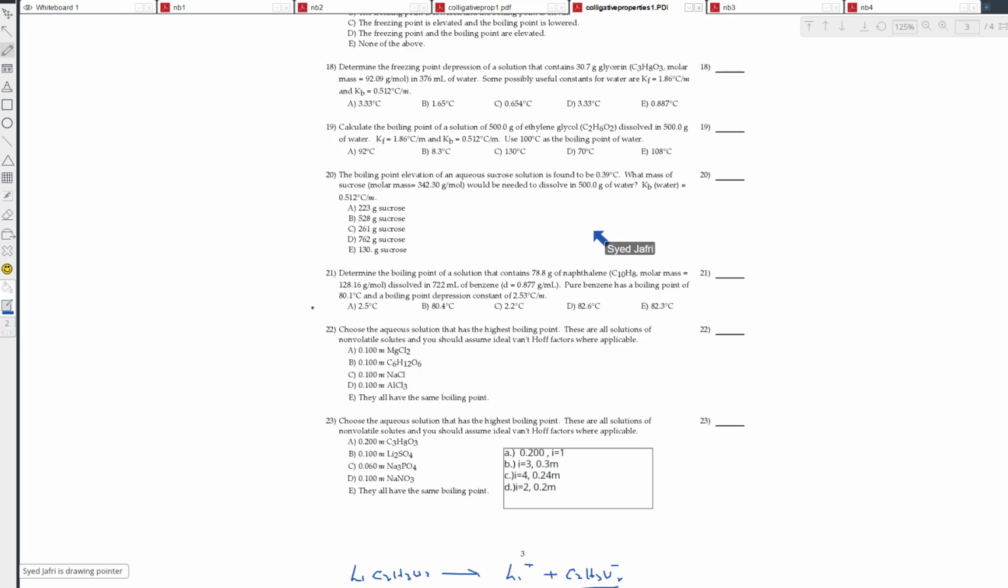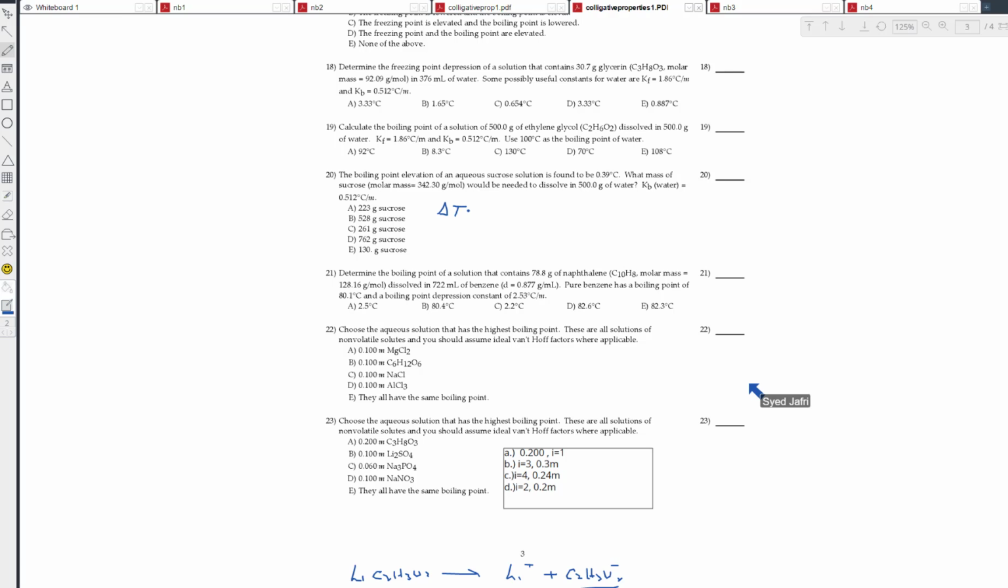The boiling point elevation, delta TB, of an aqueous sucrose solution is found to be 0.39 degrees Celsius. What mass of sucrose would be needed to dissolve in 500 grams of H2O? Kb is equal to 0.512. I'm going to write it down right here.